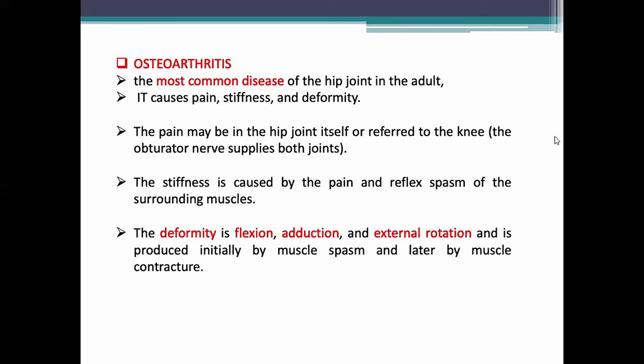Osteoarthritis is the most common disease of the hip joint in the adult. It causes pain, stiffness, and deformity. The pain may be in the hip joint itself or referred to the knee. This is via the obturator nerve, which also supplies the knee joint. The stiffness is caused by pain and reflex spasm of the surrounding muscles. The deformity in osteoarthritis is flexion, adduction, and external rotation, and is produced initially by spasm of the muscles and later by contracture. I think that's the end of the slide.